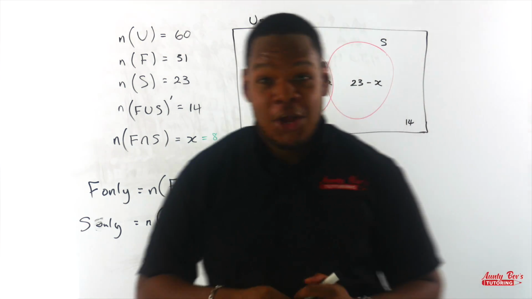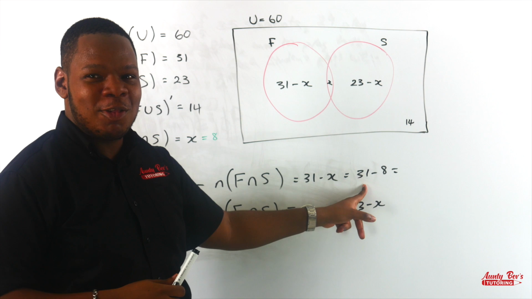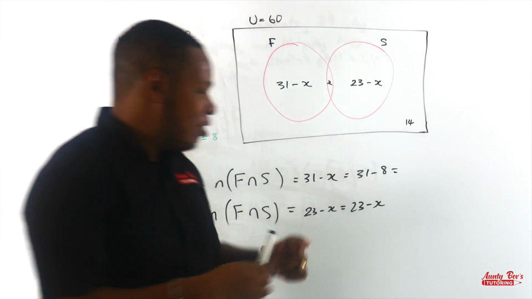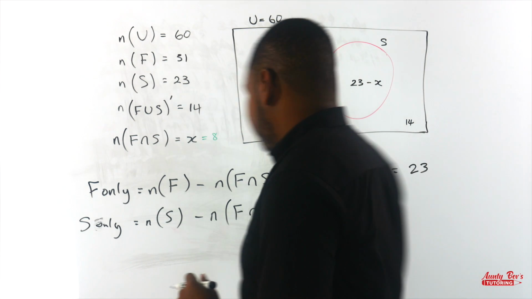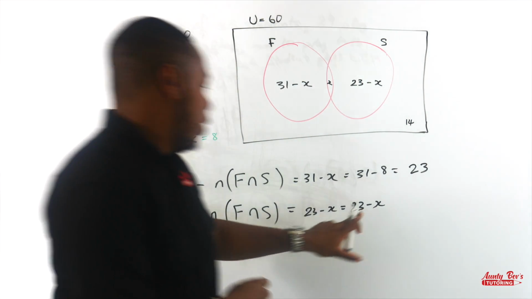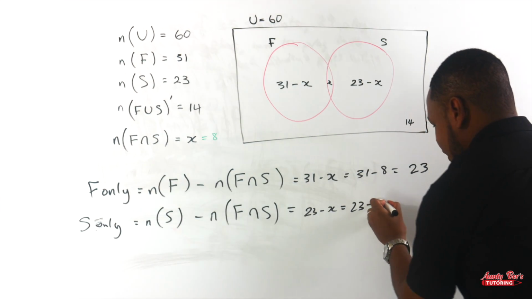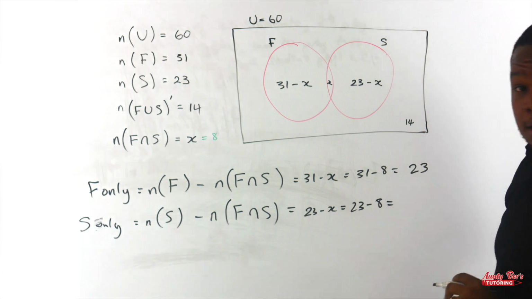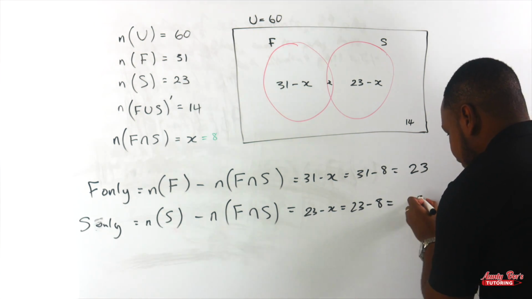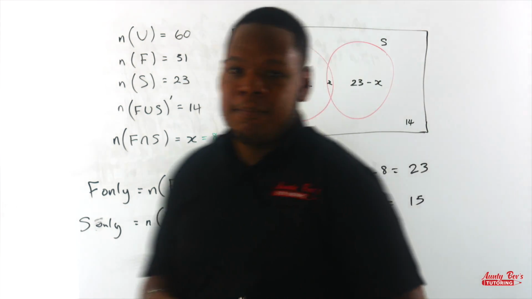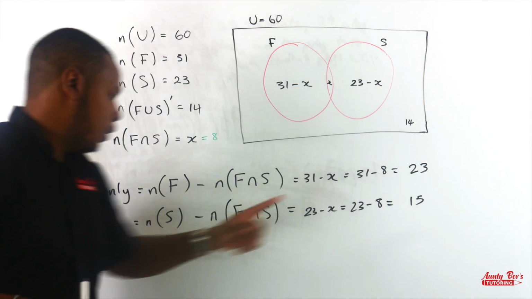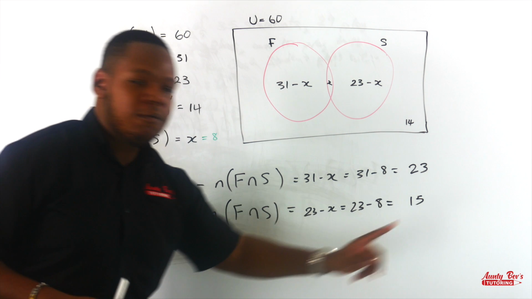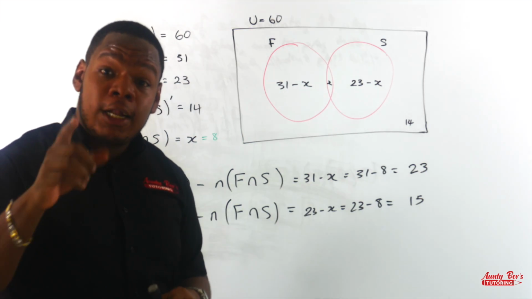Right? And there you have it. Can anybody tell me what this is? 23. Can you tell me what this is? Oh, I wrote X. 15. All right, and that's it. As easy as that. So, French only, 23. Spanish only, 15.